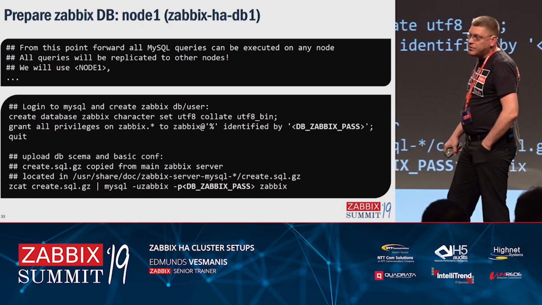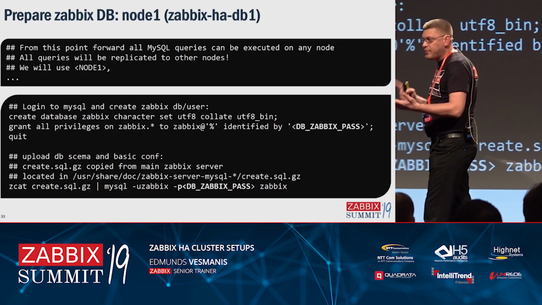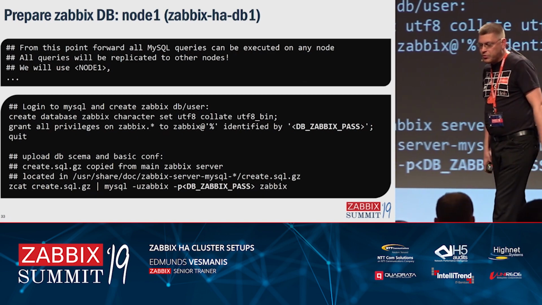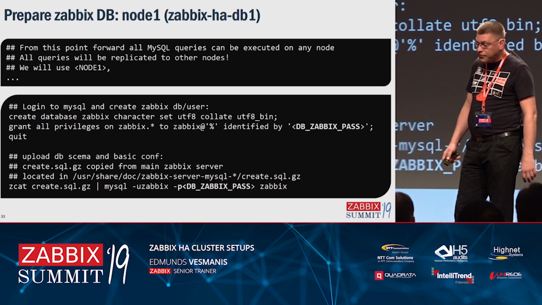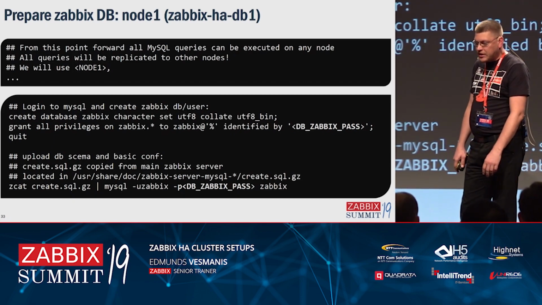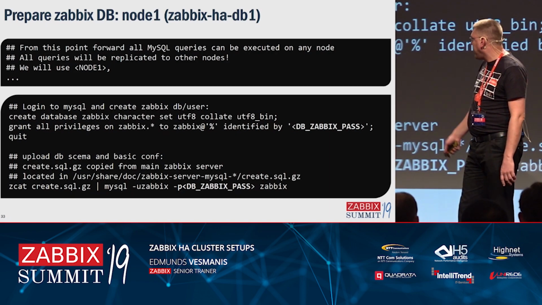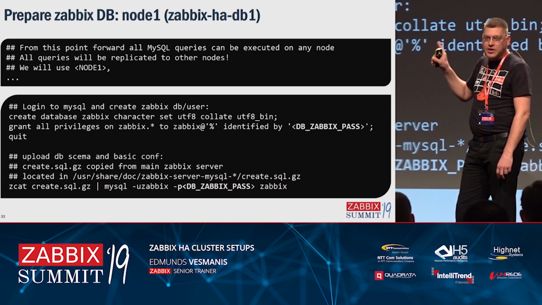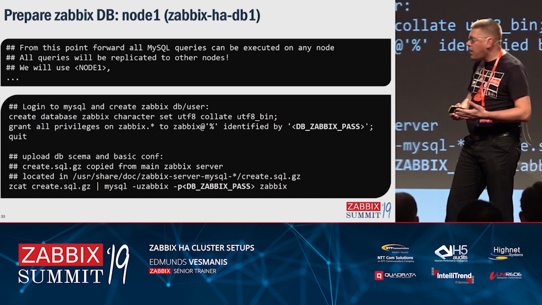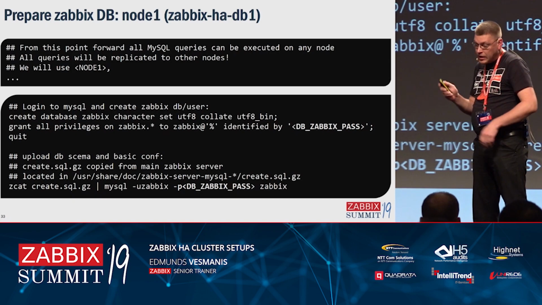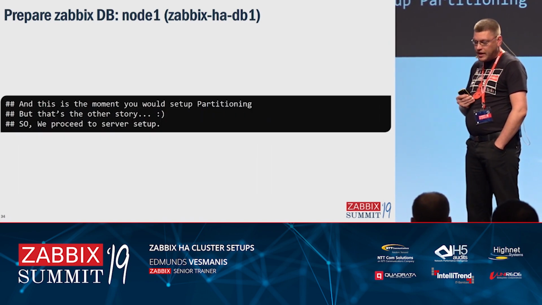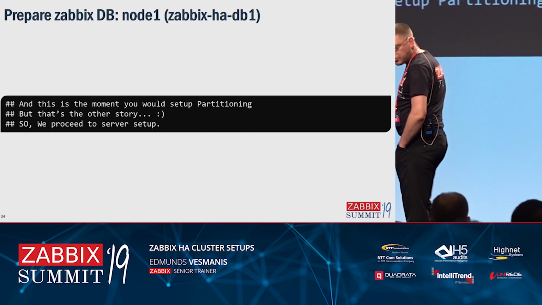Create a user. You might create separate users for your server and for the web interface, but in a test environment, I'll stick with the same one. And of course, we need to get the schema. Schema, basic settings, and images are included in this file, and we can get it from our Zabbix server nodes. I would also prepare that prior to these steps. When it's done, the next step would be to introduce partitioning, if you need that, but that's a different story.